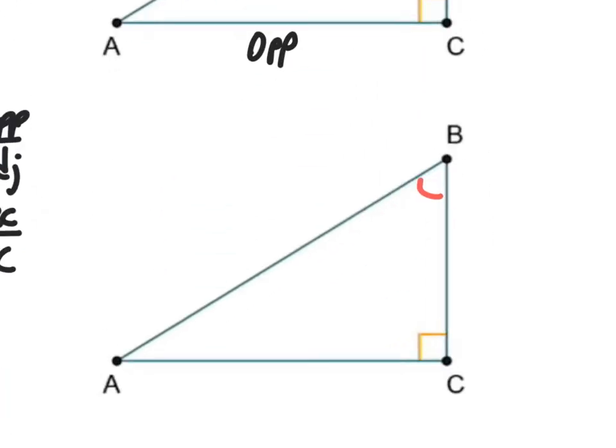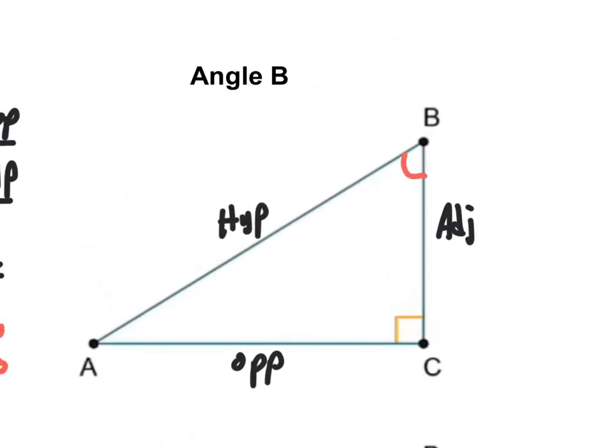Okay, same thing over here. This is my hypotenuse. This is my adjacent side to angle B, and this is my opposite side. So what I'm going to do is write out all the different trig functions for angle B. Now this first one, I'm going to call sine.